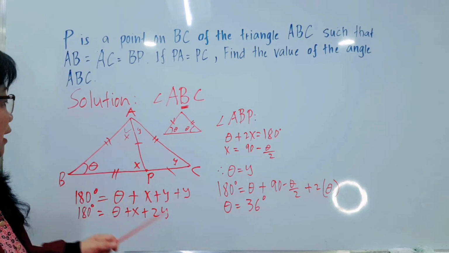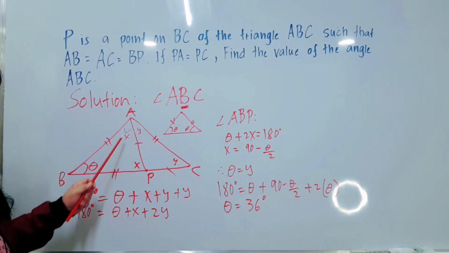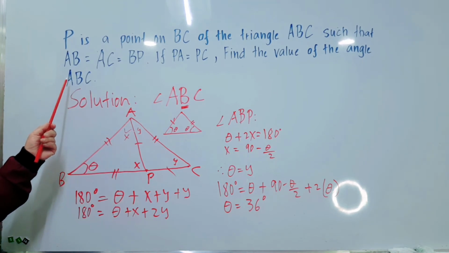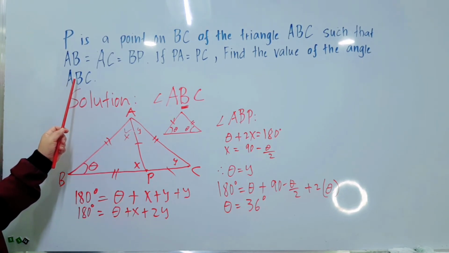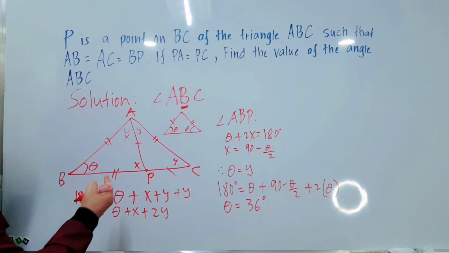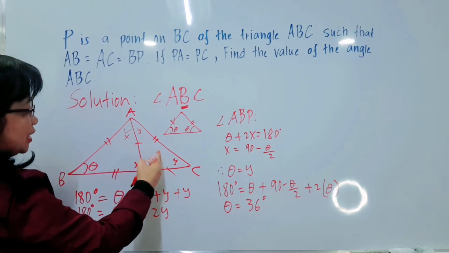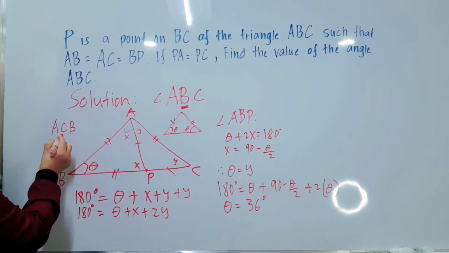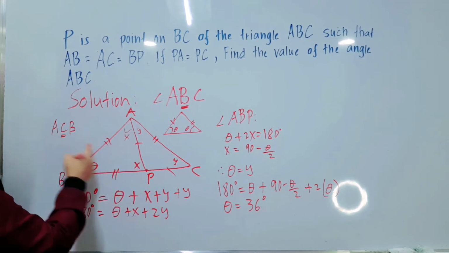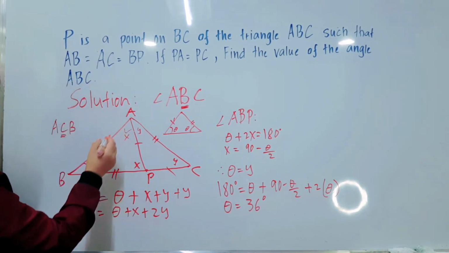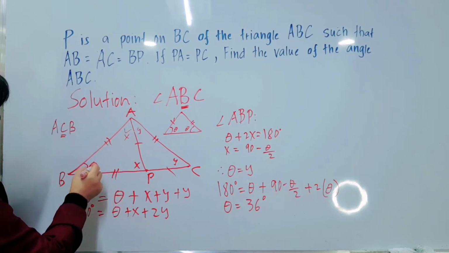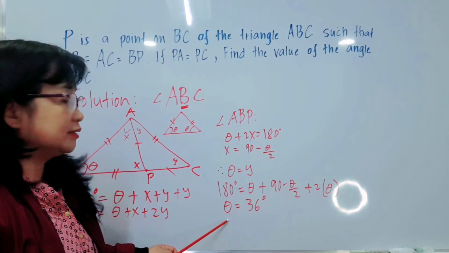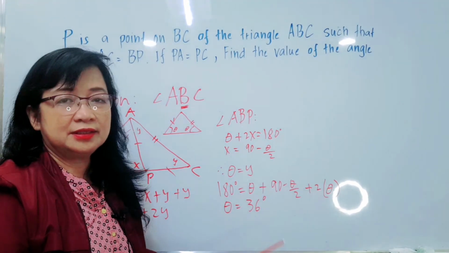So here is the value of the angle we are looking for in the triangle ABC. For example, if it is written as ACB, then we are looking for this corner. But because here it is ABC, this is the angle we are looking for. Therefore, the value of the angle is equal to 36 degrees.